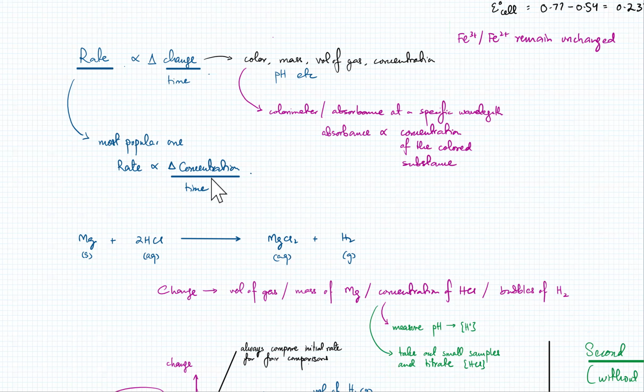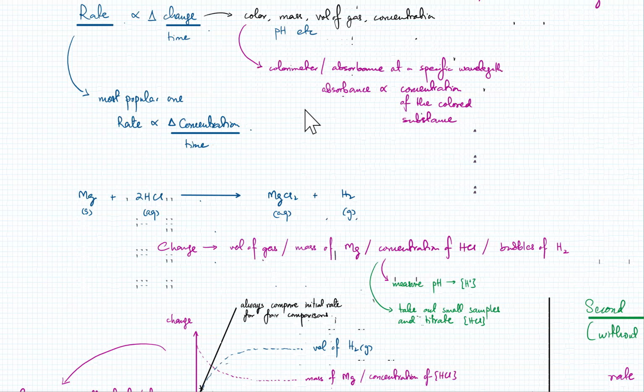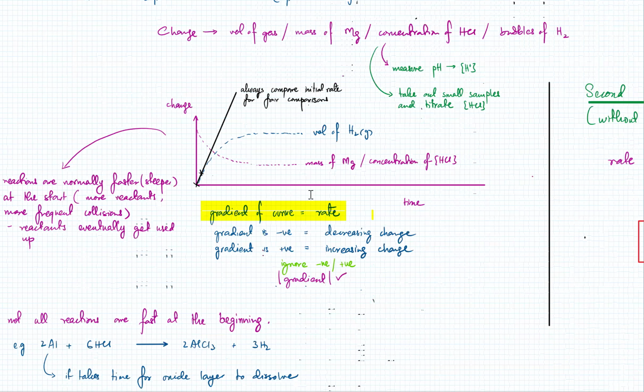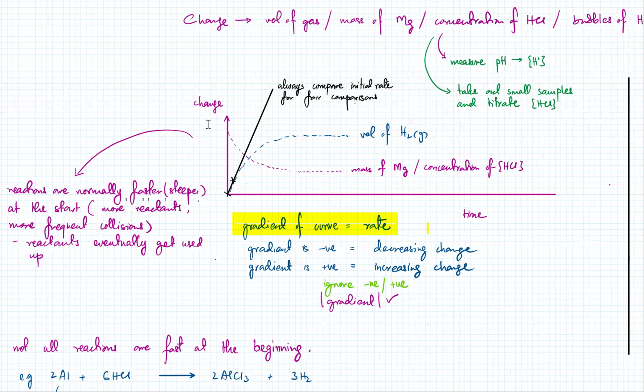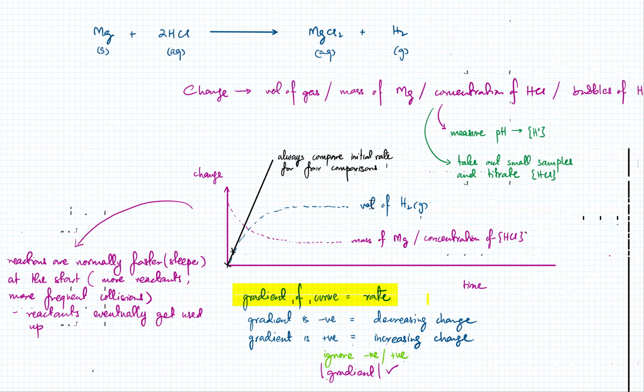Most popular one is basically you'll always see rate is change in concentration with respect to time. As anyways, I told you the change. One way to measure the rate of reaction is you can plot change with respect to time. Okay, and it could be an increasing change, it could be a decreasing change. For example, the mass of Mg is decreasing, and the volume of H2 gas in this particular reaction is increasing.